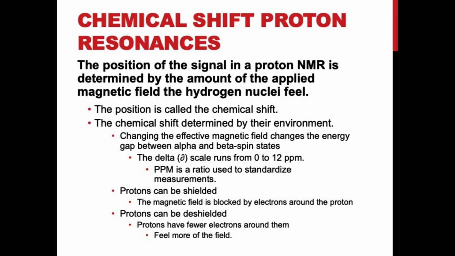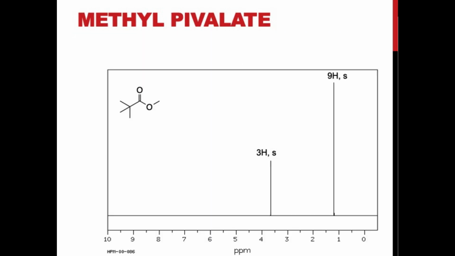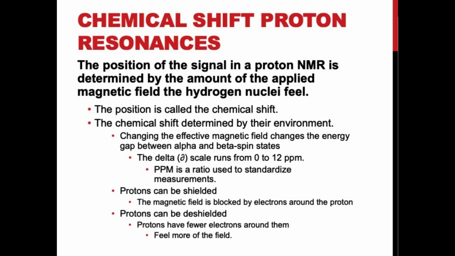If we look at methyl pivalate again, the hydrogens of the carbon that is on the oxygen of the ester are in a different environment and show up around 4, while the hydrogens on the tert-butyl group aren't directly bonded to a functional group, so they come much closer to 1, right? So that's called the chemical shift.